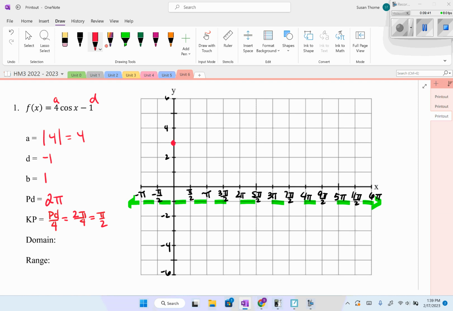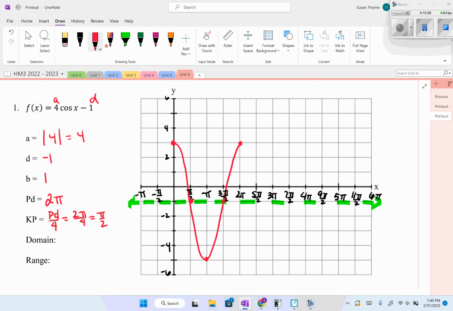And then we know we always have to go back to the midline. And since I was above here, then I would be down 4 from the midline for the next point. Back to the midline and above 4. So that gives me my first cycle of my new transformed graph. So that would be the equation that we would graph.